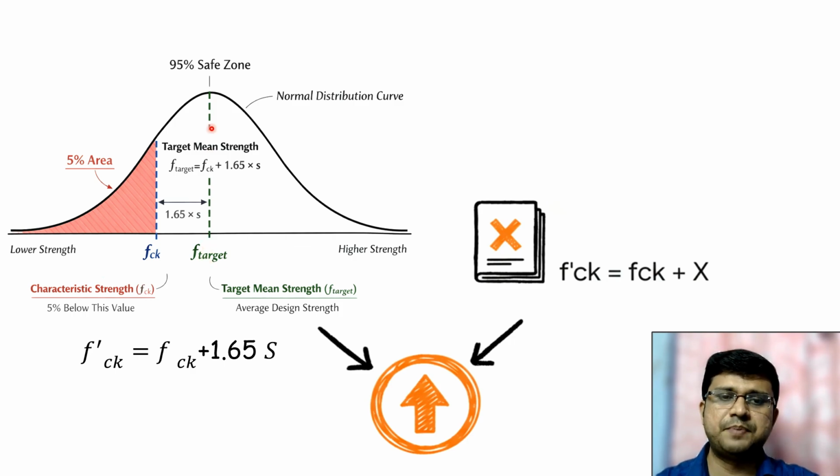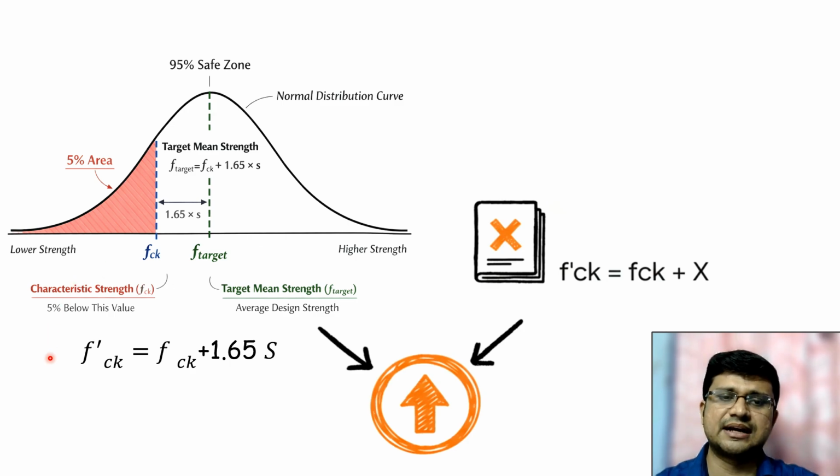So if we prepare the concrete based on this average target value, 50% of results will be more than that, and 50% of results will be less than that. And if we prepare the concrete based on this target value, we will achieve the FCK for which 95% of results will be more than that, and only 5% of results will be less than that.